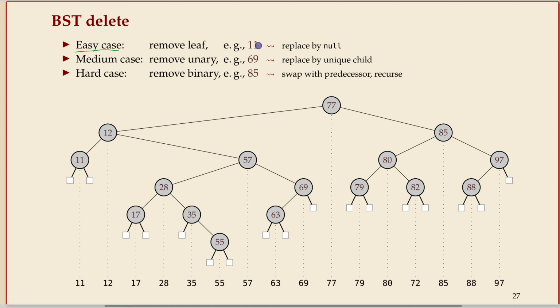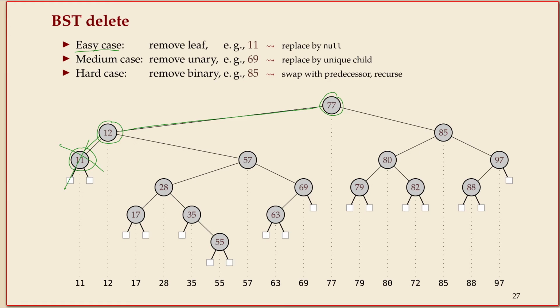If we want to delete 11, well, first we search for it. Same as always. In this case, 11 is a leaf. Both children are null, so we can just get rid of it, and that's it. Okay, so we set this pointer to null and delete this node. That's all we need to do to remove 11.